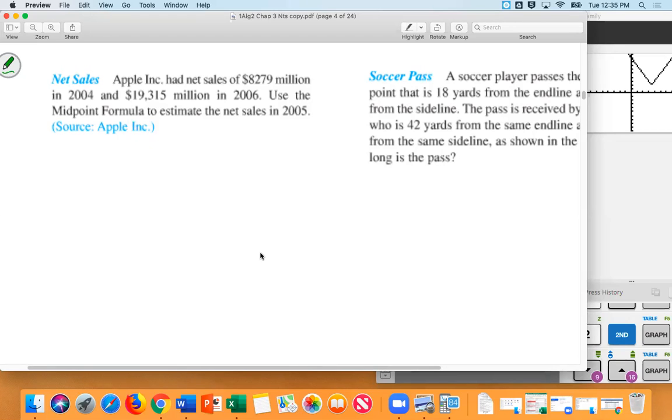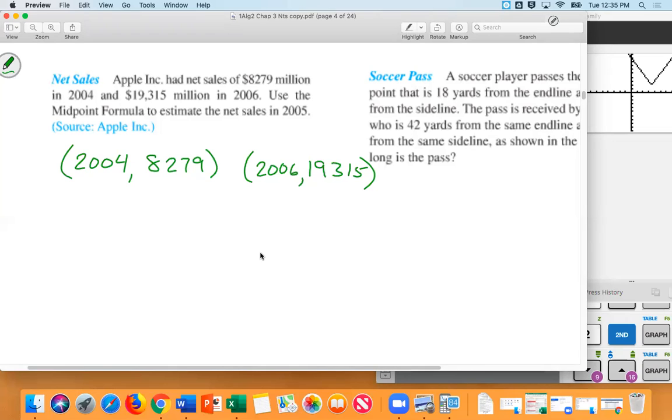So here, the only thing I want to do is, first off, write them as points. Time typically goes first, so 2004 and 8,279. Now, am I going to use millions? No. Why? I don't need to. Time's already in millions. So that's 2004. 2006, we're at 19,315.